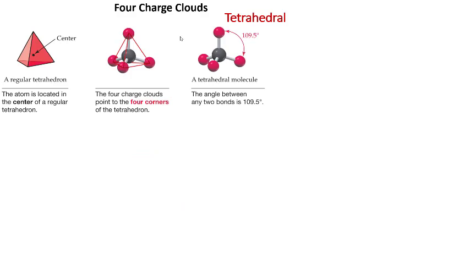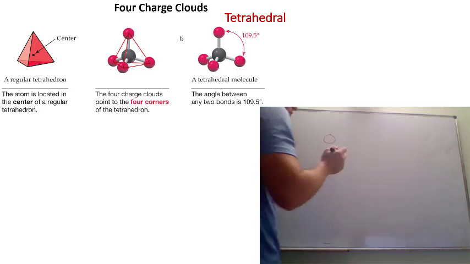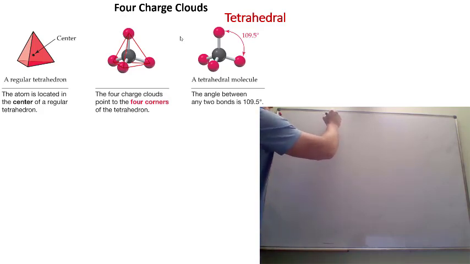Next, we talk about four charged clouds. So this would be if you have a central atom, and then we have four different bonds or lone pairs surrounding. So this shape is what's called tetrahedral. And so here we're going to have to get a little more creative with the way that we draw. So if we have our central atom, in the plane of the board is drawn as solid lines.